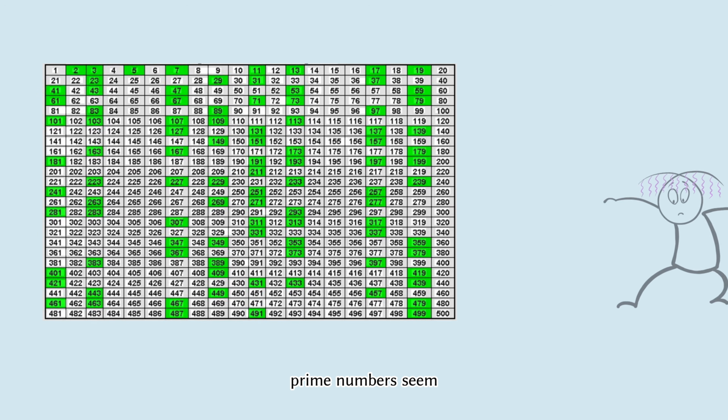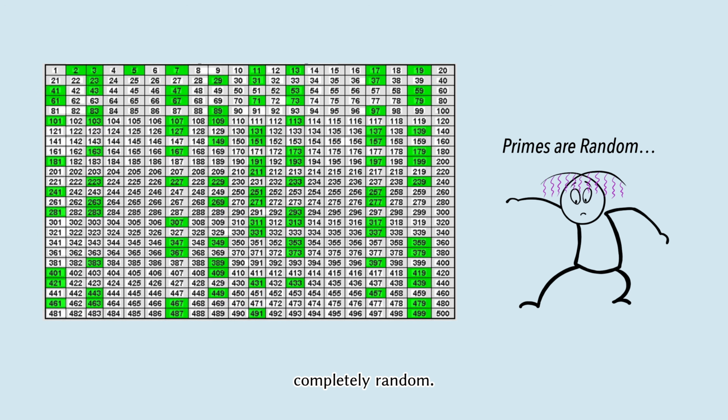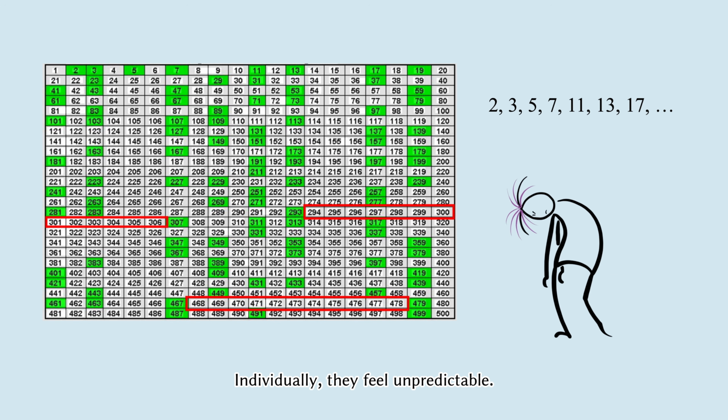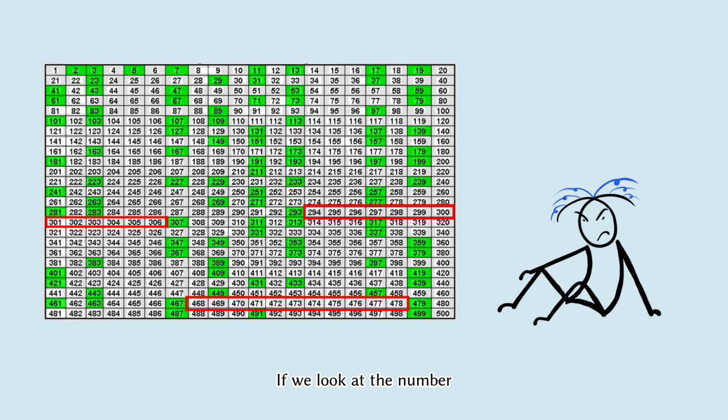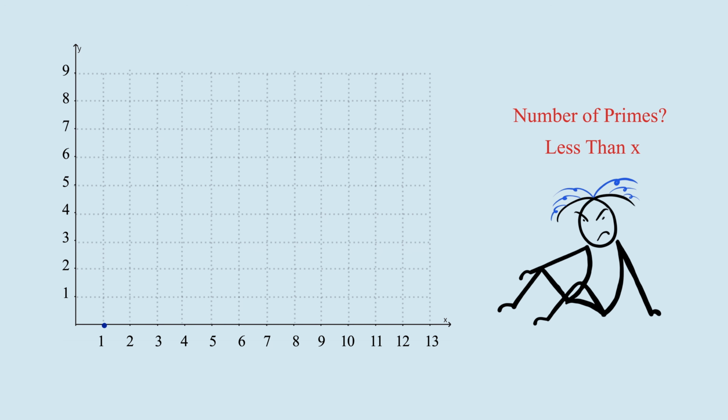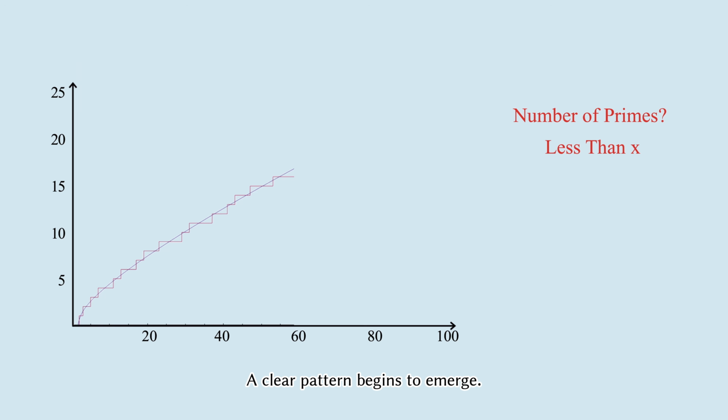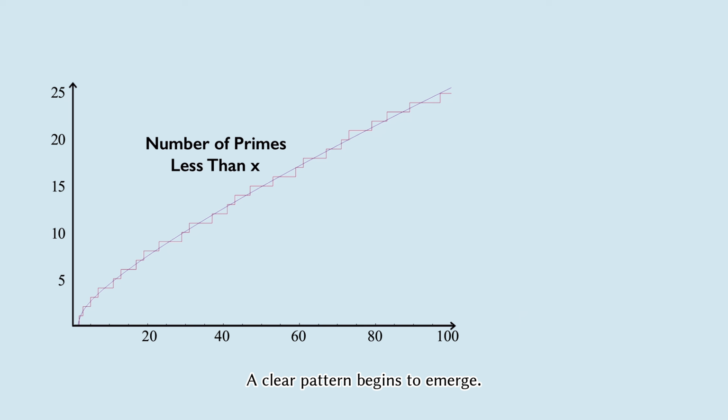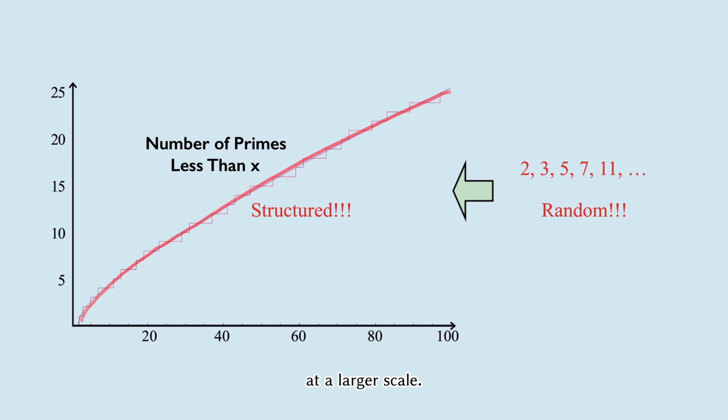At first glance, prime numbers seem completely random. In some regions, they cluster together. In others, they are far apart. Individually, they feel unpredictable. But something strange happens. If we look at the number of primes less than x, a clear pattern begins to emerge. Numbers that seem random up close begin to reveal structure at a larger scale.